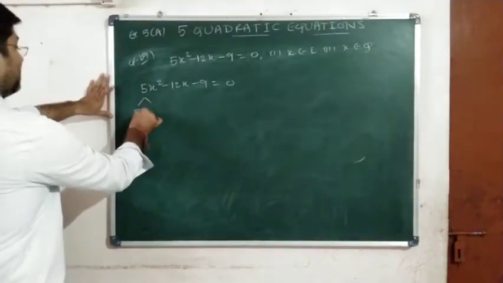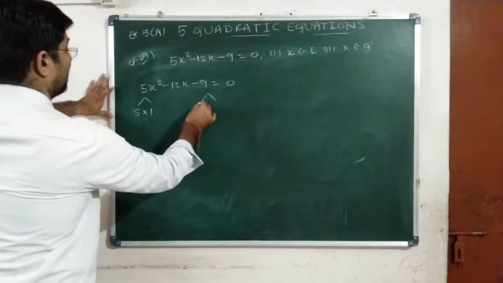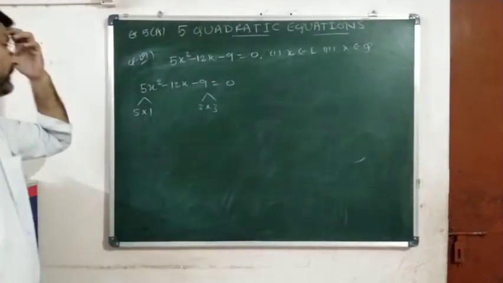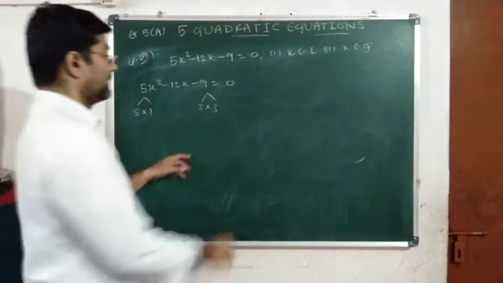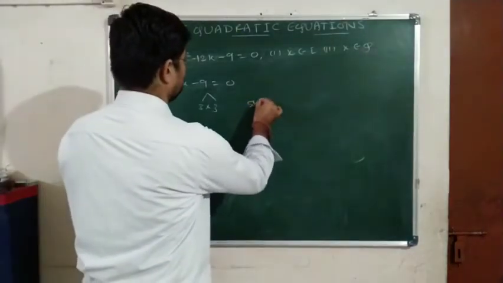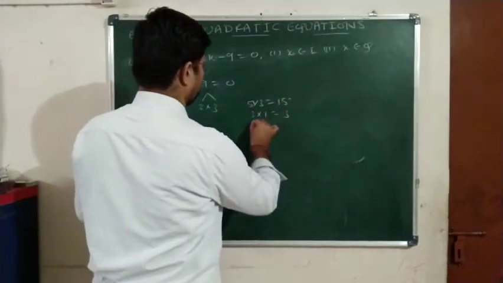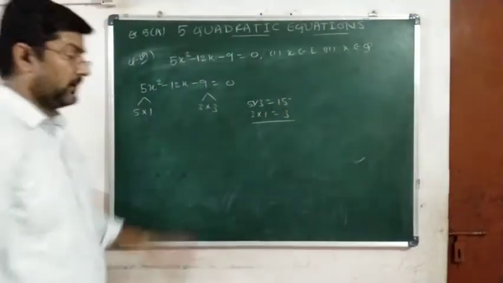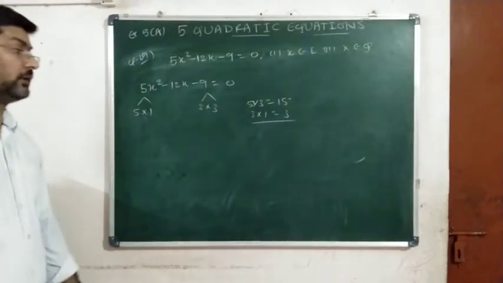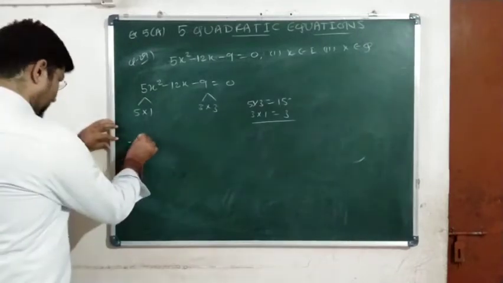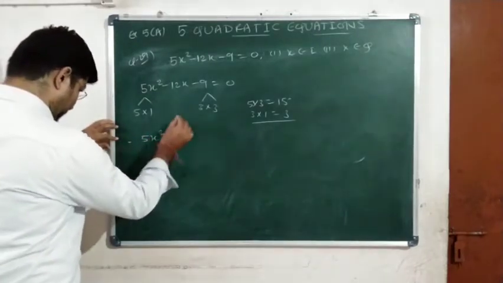Okay, 5 ones are 5, and 3 3s are 9. Now 15 minus 3, 5 3s are 15. Yes or no? And 3 into 1 is equal to 3. The difference will give you 12. Clear? So we have two factors, 15x and 3x. Now let us adjust the two factors.